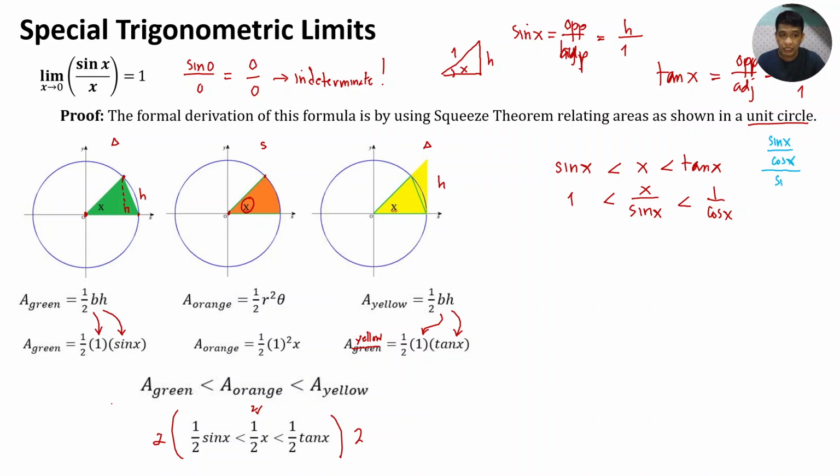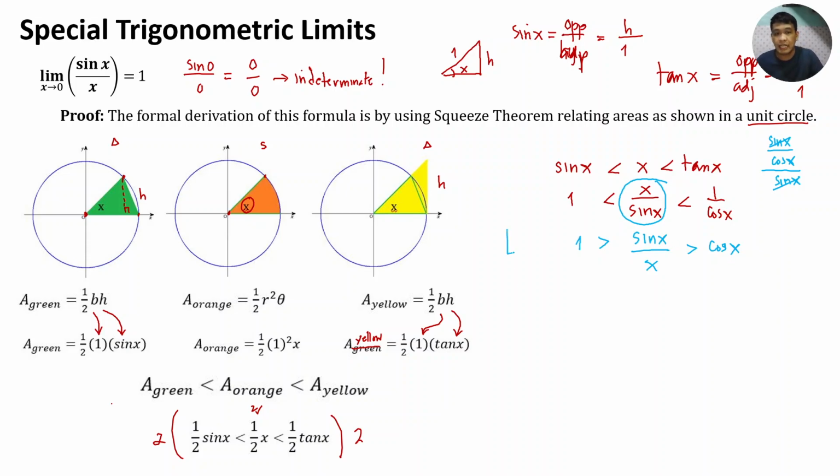If I divide it by sine x, that sine x cancels out, giving us 1 over cosine of x. So, since we need sine x over x, taking its reciprocal, and one property of inequality is that when we take the reciprocal, the inequality sign will reverse. So, we will have sine x all over x greater than cosine of x. So, 1 is greater than sine x all over x, which is greater than cosine of x.